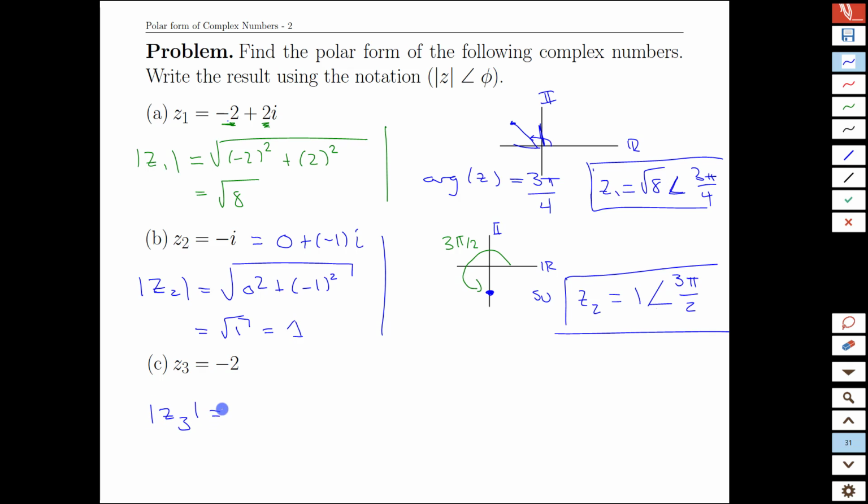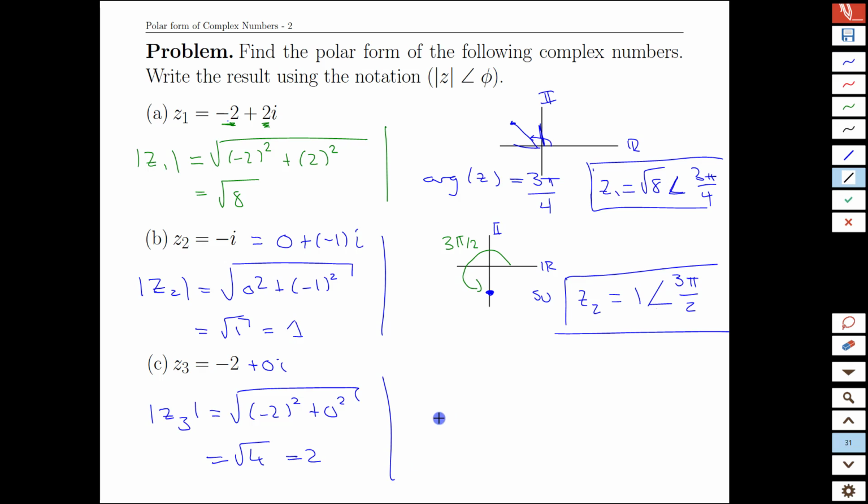First of all, the magnitude is exactly what we would have expected for this negative value here. It's like an absolute value. How do we see that? Well, we're going to take negative 2 squared, add it to the imaginary component squared, and that's going to give us a positive number underneath, and that's going to be equal to positive 2.